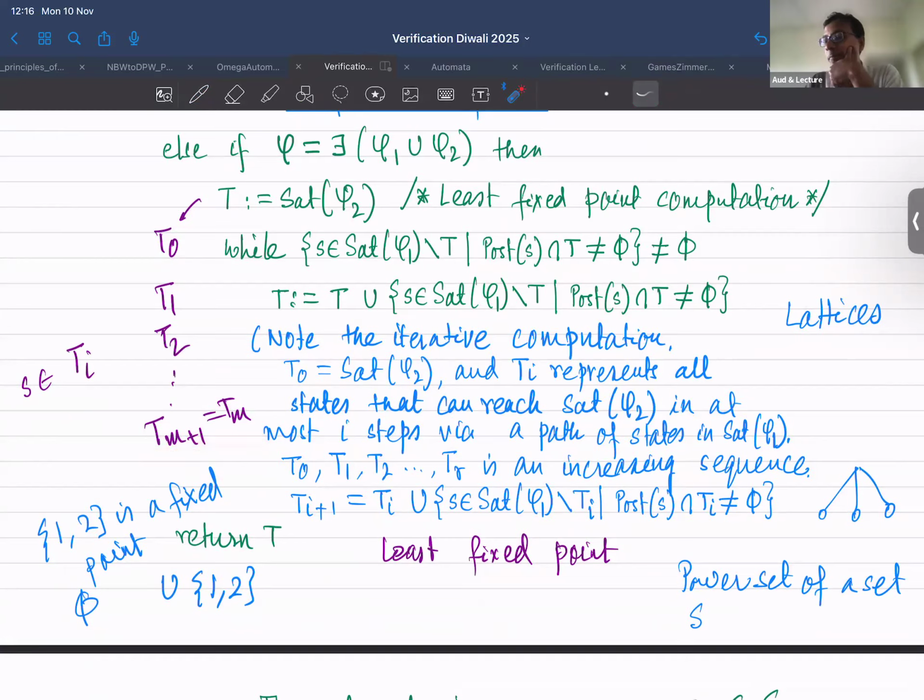Now, the question is about whether this is the greatest fixed point or the least fixed point. If you start from the bottom element and apply your operators, you will reach the least fixed point. On the other hand, if you start with the top element and apply your operators, then you will reach the greatest fixed point. Okay, so that's the thing.